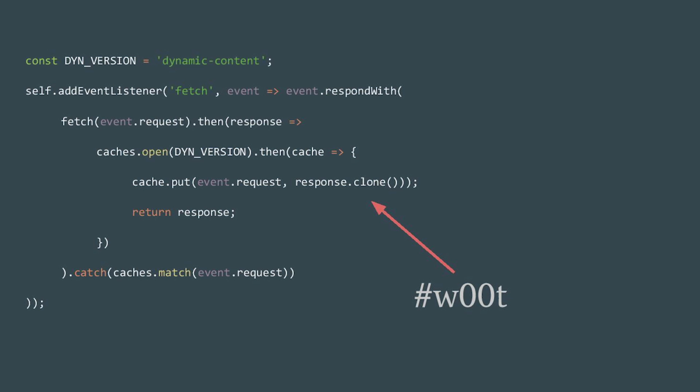Response objects, when they are used once, they are used up and gone. So you can't use a response for the cache and for returning it to the web app. We have to clone it. So the cache gets a clone, and the original one gets served to the web app. And finally, if this fails, we just look up in the cache if we have an old version to serve.